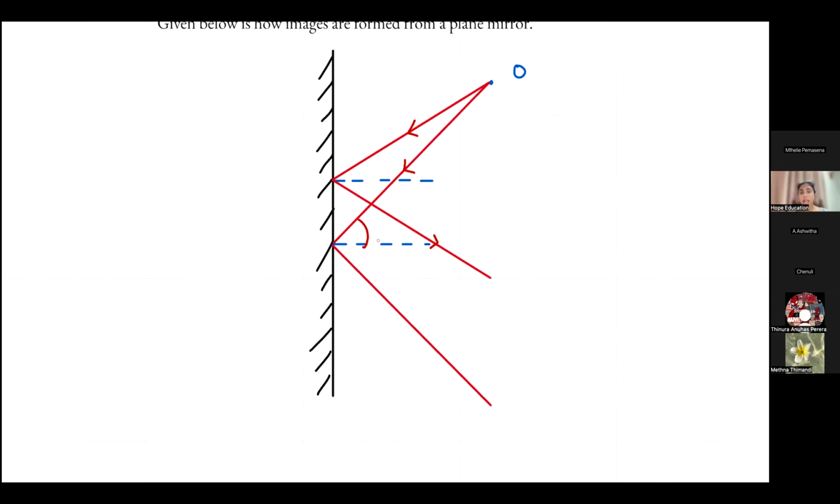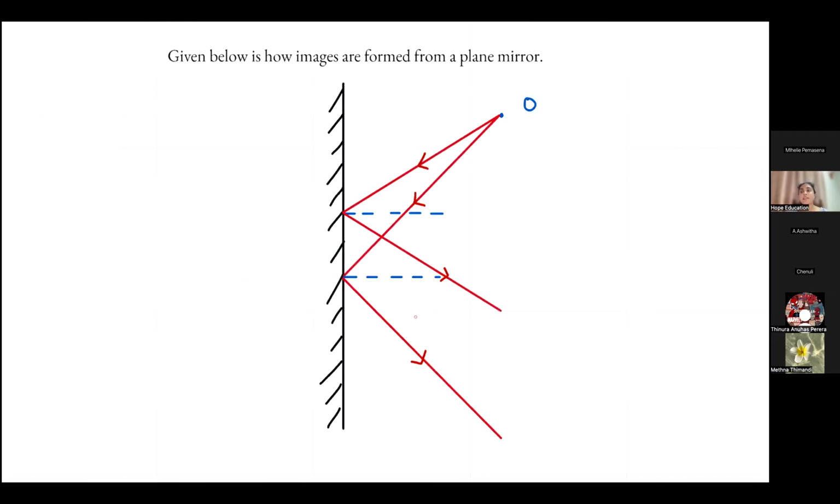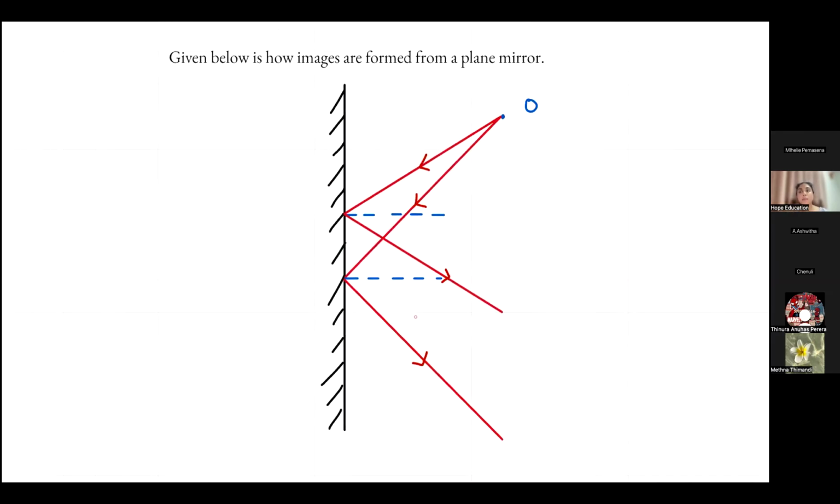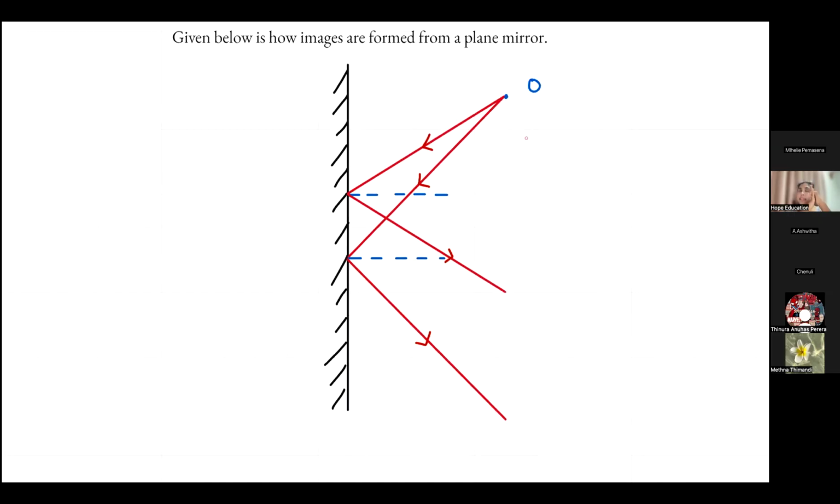So now I have 2 light rays. Both the light rays started from object O, struck on the plane mirror and were reflected. So you are standing in front of the mirror. Where is the image formed? Usually in a plane mirror, when light rays reflect, at least two are needed. Even if there are more than two, it doesn't matter. The point where the reflected light rays meet is the point where the image is formed.